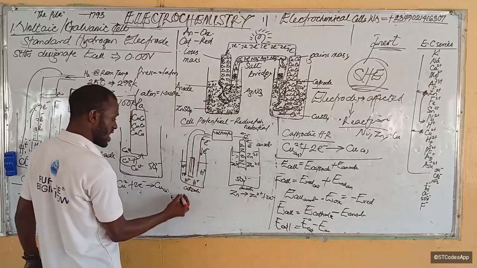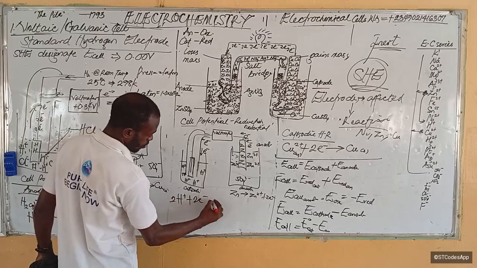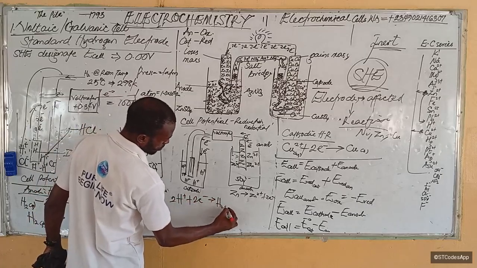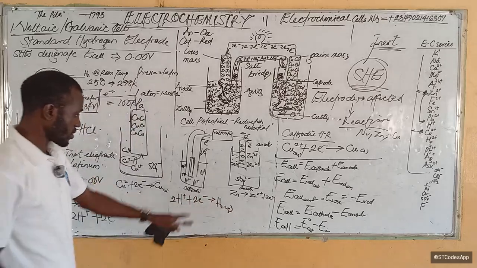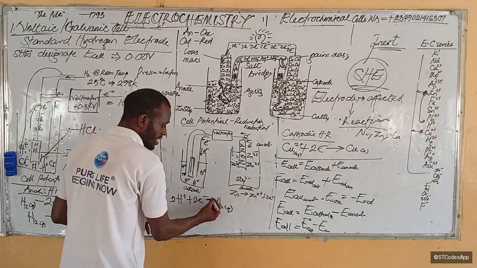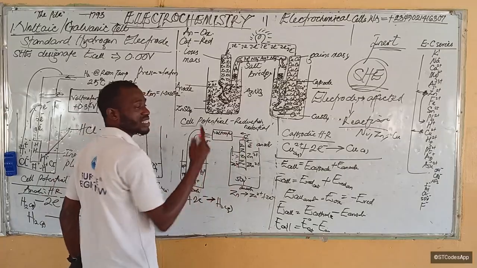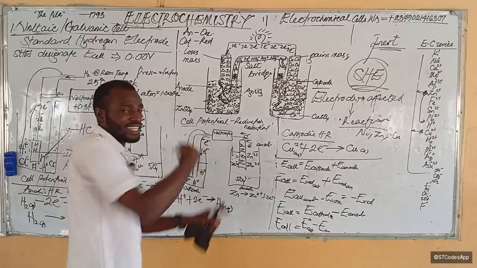Then this guy will now gain electrons. 2H+ will gain electrons to become hydrogen gas. So hydrogen gas is formed here. Is that clear? So this is the anodic half reaction. Now keep in mind, listen, this is what you have to remember: as electrons are moving here, this voltmeter will now record a reverse direction.